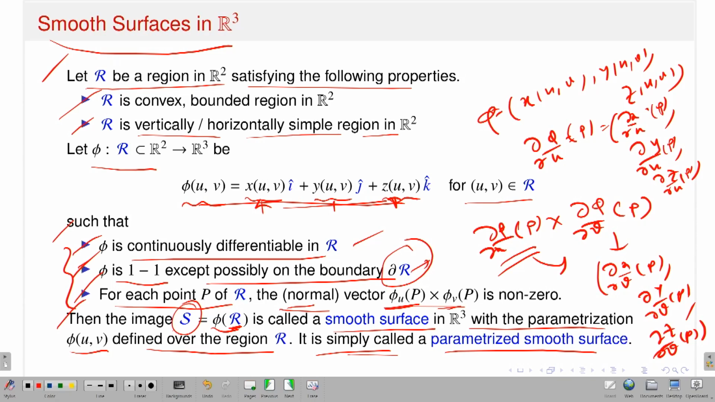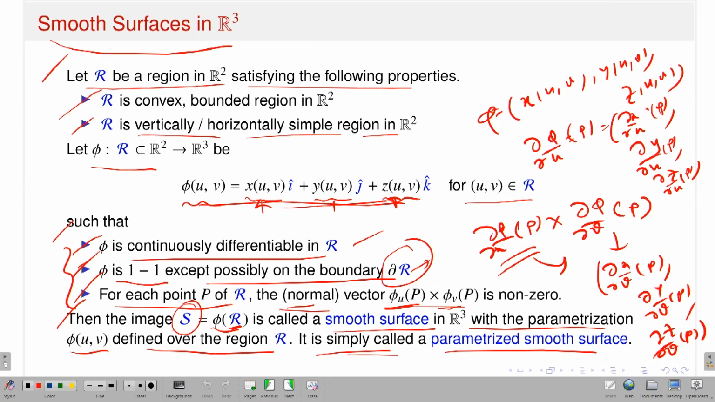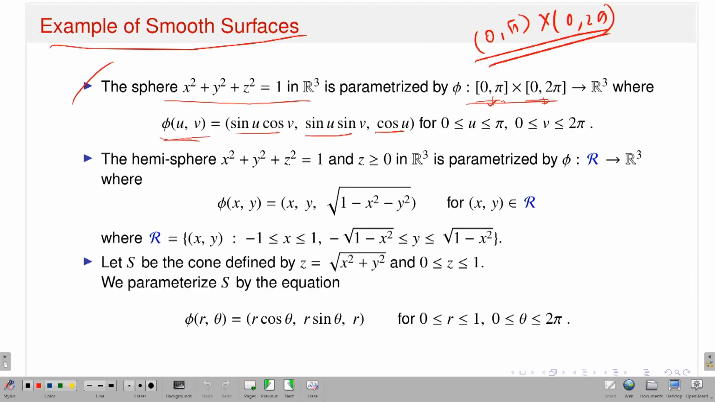That means if you delete the boundary, what is the boundary? You have to consider the interval (0, pi) cross open (0, 2 pi). In this region, I think this function is actually injective. You prove it, I'm just giving that as an exercise. And what is the third one? For each point, again, the cross product should be non-zero. You can calculate it because phi is given. You just calculate del phi del u and del phi del v at that point and consider the cross product. You know how to calculate the cross product of two vectors. Once you do that, you will see that the corresponding vector is non-zero. Again, I'm leaving that as an exercise.